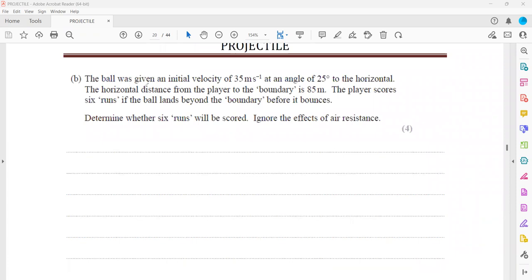In part B, the ball was given an initial velocity of 35 at an angle of 25 degrees to the horizontal. So for example, it is launched at a speed of 35, and the angle with the horizontal is 25 degrees. The horizontal distance from the player to the boundary is 85 meters. So the boundary is 85 meters from the player.